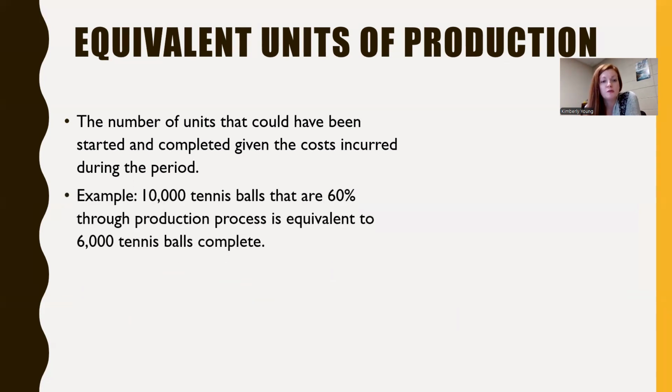So I'm going to go through this process. If we had 10,000 tennis balls, they are 60% complete. So let's just say this point right here is 60% complete. It still needs to be put in the package and everything. That would be like having the cost of 6,000 tennis balls already complete. So 10,000 balls times 60% gives us 6,000 equivalent units of production.